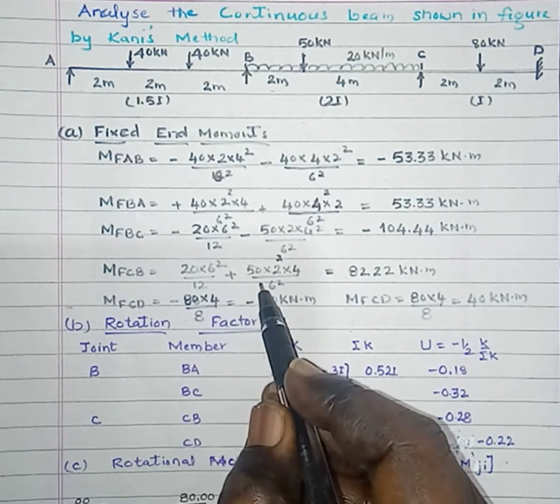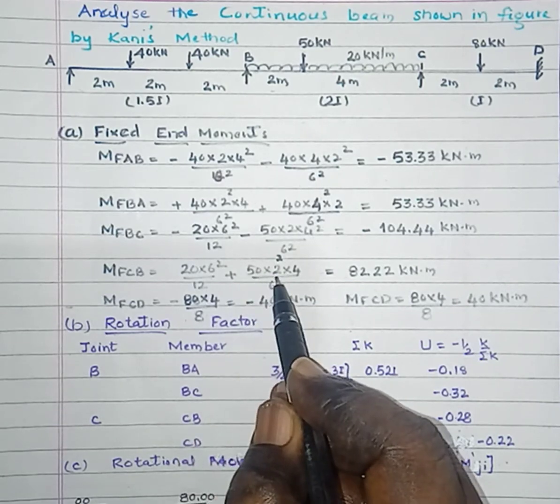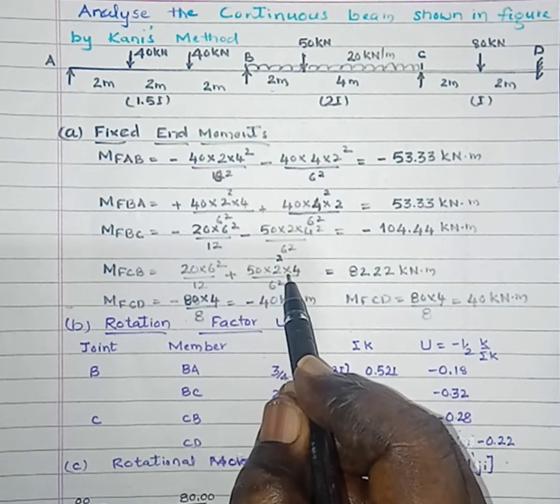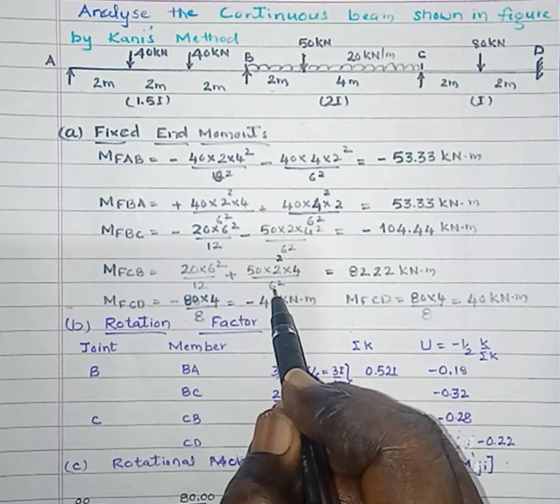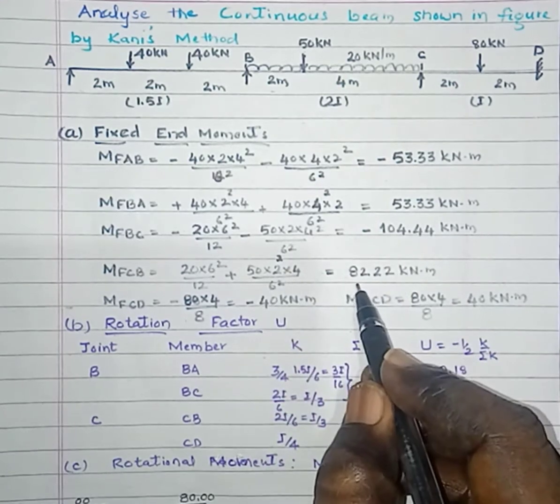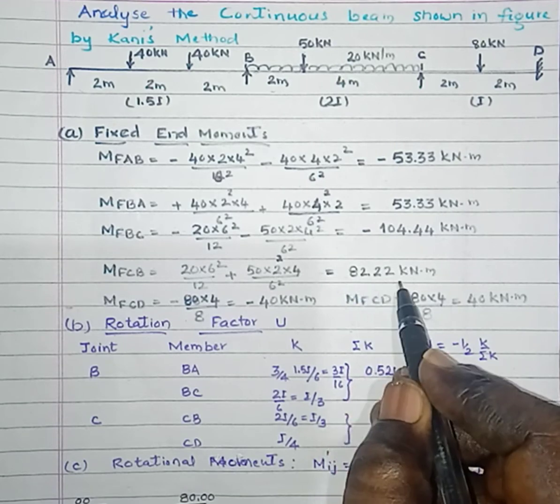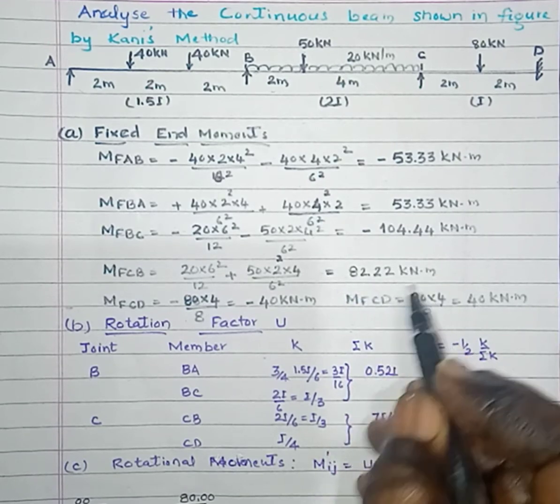Similarly for end CB, that is clockwise, that is WL squared by 12, 20 into 6 squared by 12, plus due to the point load, that is 50 into a squared, that is 2 squared, into b, that is 4, divided by L squared, that is 6 squared. By simplification you will get 82.22 kilonewton meter.